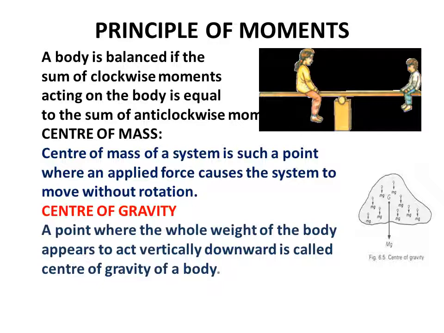A body initially at rest does not rotate if the sum of all clockwise moments acting on it is balanced by the sum of all anticlockwise moments acting on it. This is known as the principle of moments. According to the principle, as shown in the figure, a body is balanced if the sum of the clockwise moments acting on the body is equal to the sum of the anticlockwise moments acting on it.